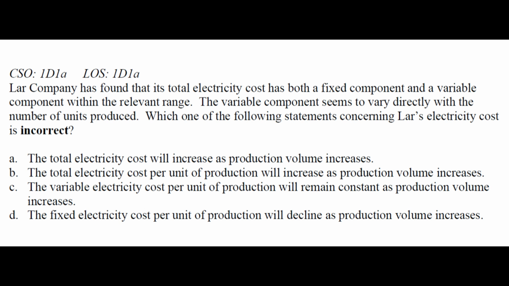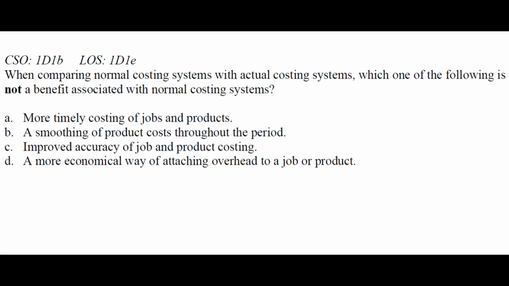Correct answer. B. The statement is incorrect because total electricity cost per unit does not increase with higher production. Instead, the spreading of fixed costs over more units causes the cost per unit to decline, assuming operations remain within the relevant range. This question tests the difference between actual costing and normal costing systems, particularly the advantages of normal costing.